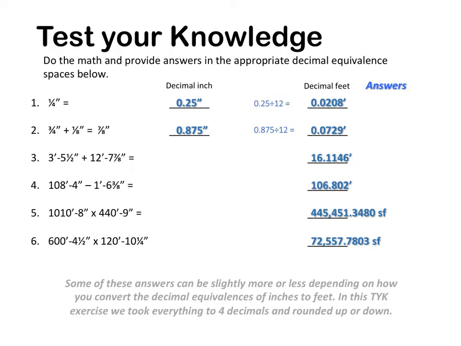Some of these answers can be slightly more or less depending on how you convert the decimal equivalences of inches to feet. In this test your knowledge exercise, we took everything to 4 decimals and rounded it up or down. Okay, 1/4 inch in decimal inches equals 0.25. Divide it by 12 and you get 0.0208 decimal feet.